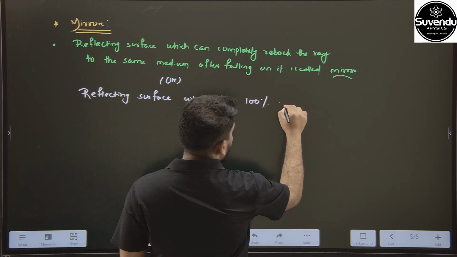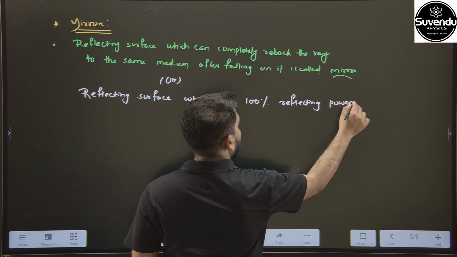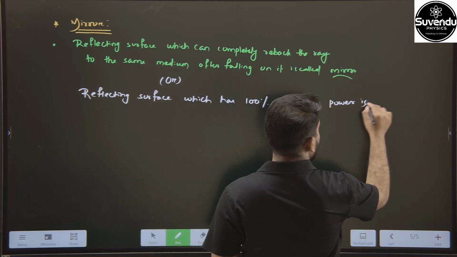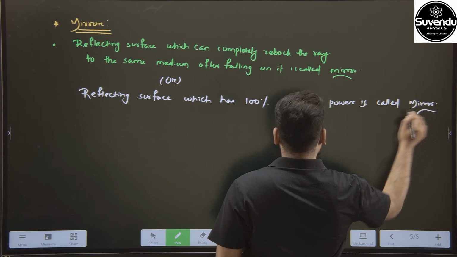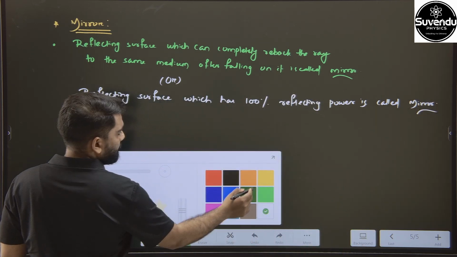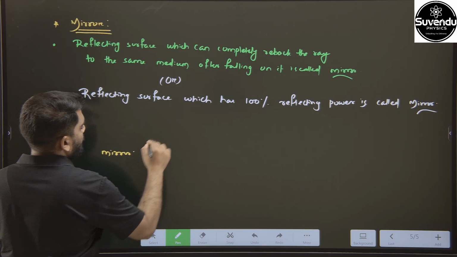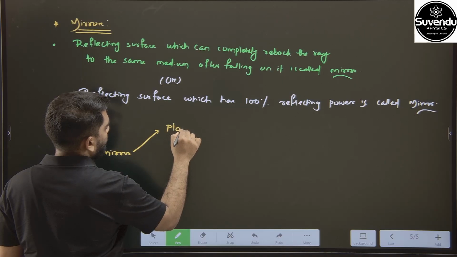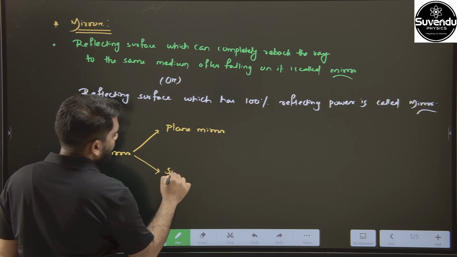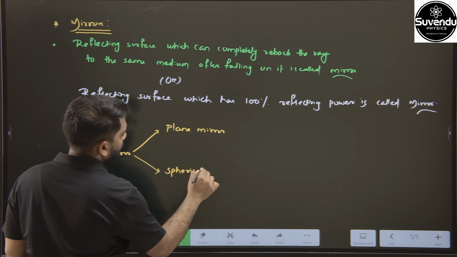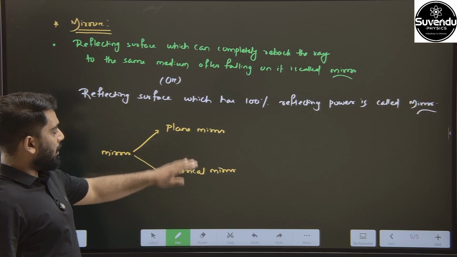100% reflecting power is called mirror. And listen properly, it is of two types. One is our plane mirror, another one is our spherical mirror. And in today's lecture we will discuss plane mirror and spherical mirror.